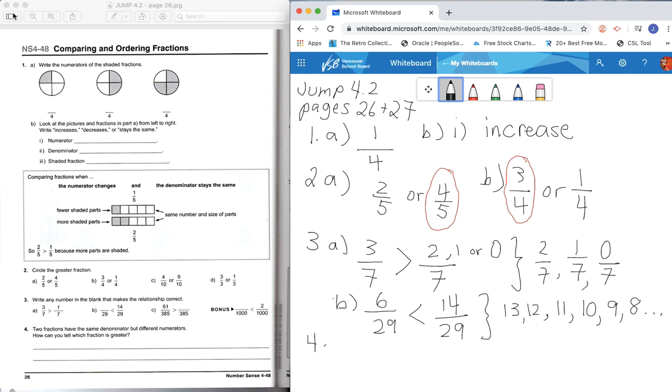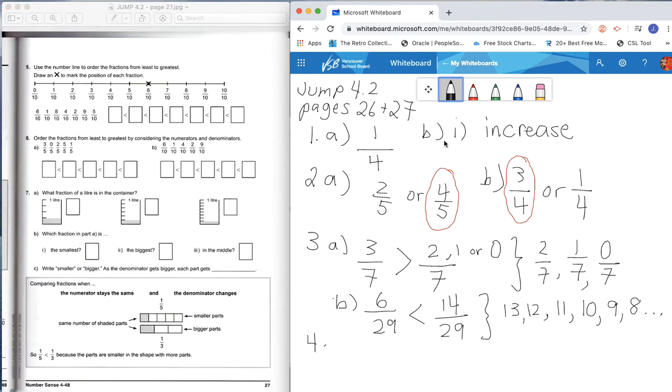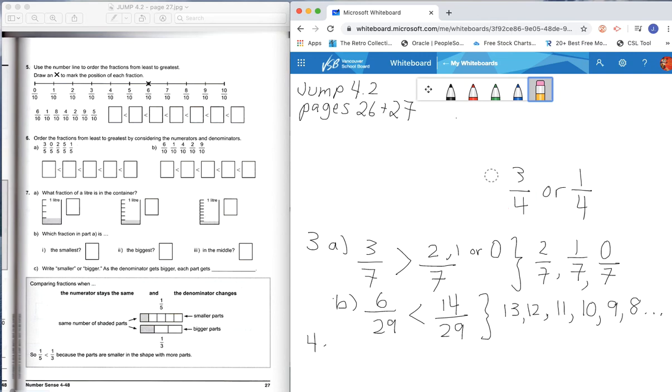All right, we're going to move on to page 27. All right, so give me a moment. I'm going to erase this so we have room to do examples for page 27.